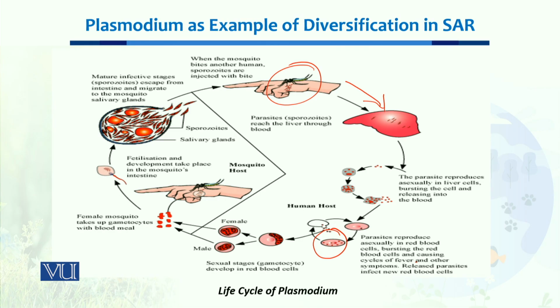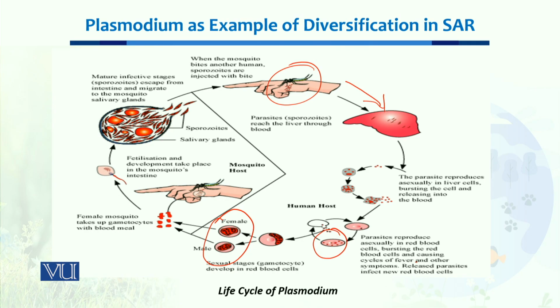After completing these asexual reproductive stages, some of the parasites convert into male gametocytes and others convert into female gametocytes. These male and female gametocytes fuse with each other and combine, and this takes place inside the mosquito.